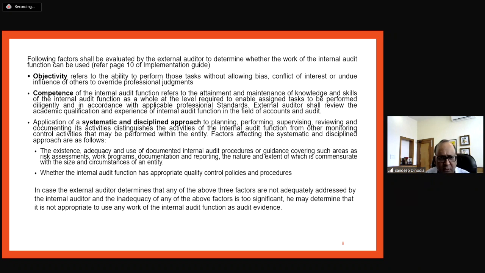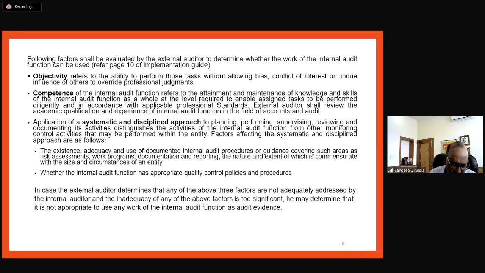So, friends, we need to see whether the internal auditor has adequate authority, and does he report to the highest authority, or he reports to a very low level person who may then influence the internal auditor to not clearly give his findings to the top management and to those charged with governance.